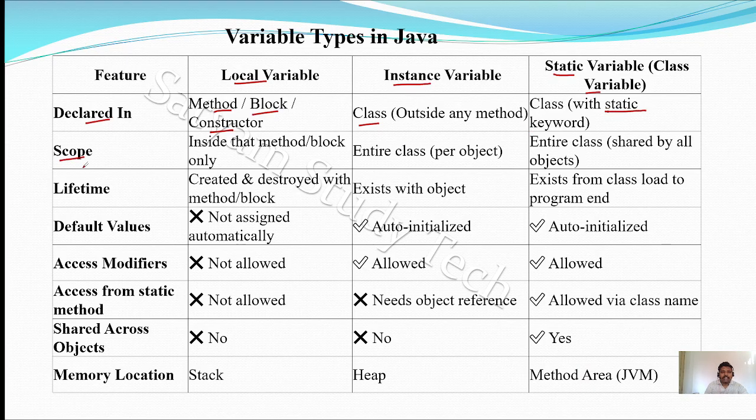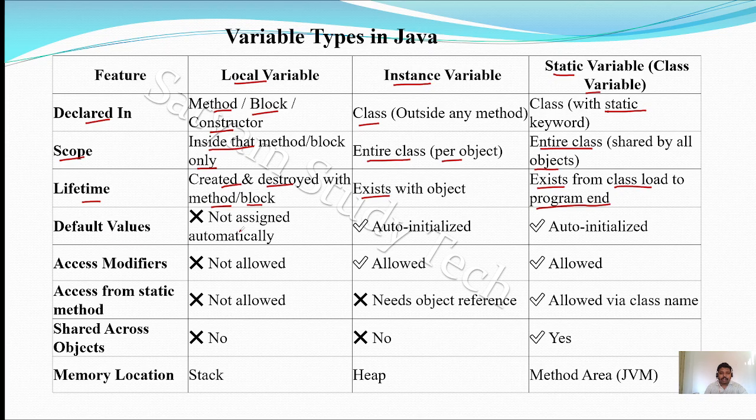Now, what is the scope of the local variable? It is available only inside the method or block where you declare it. An instance variable's scope is the entire class, per object, shared by all the objects. Lifetime: a local variable is created and destroyed within the method or block. An instance variable exists with the object, and a static variable exists from class load to program end.